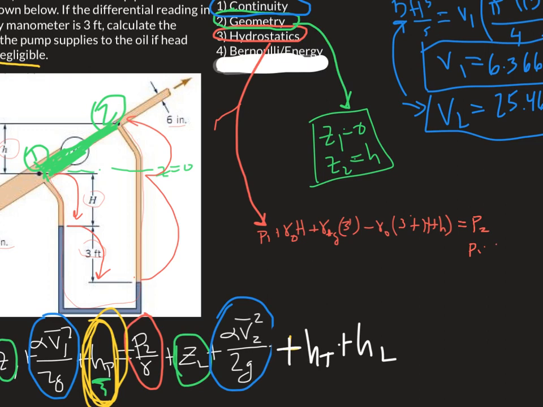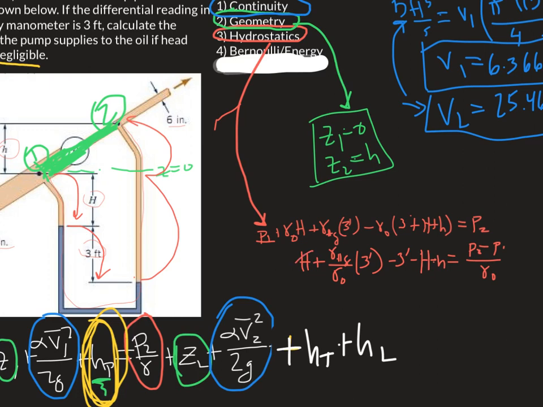So P2 minus P1, okay, so basically I'm going to take this P1 and move it over to the other side, and then I'm going to divide the whole thing by gamma oil. So I'm going to divide both sides of the equation by gamma oil. That leaves gamma Hg over gamma oil times 3 feet, minus 3 feet, minus capital H minus lowercase h.